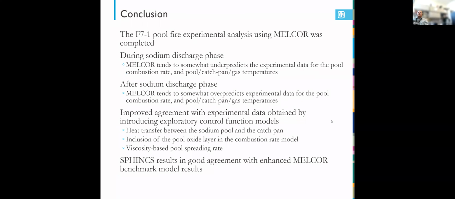In conclusion, we demonstrate that MELCOR can model the sodium discharge phase, underpredicting, and after the discharge phase, MELCOR overpredicts for this particular instance. There is important agreement between the experiment and the exploratory control function model that we just mentioned, which is good. The SPRINT results are in good agreement with MELCOR for the benchmark models.